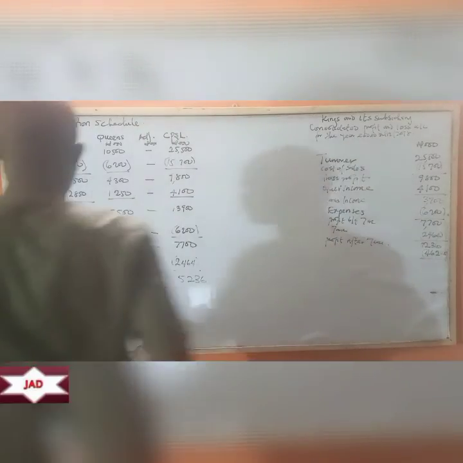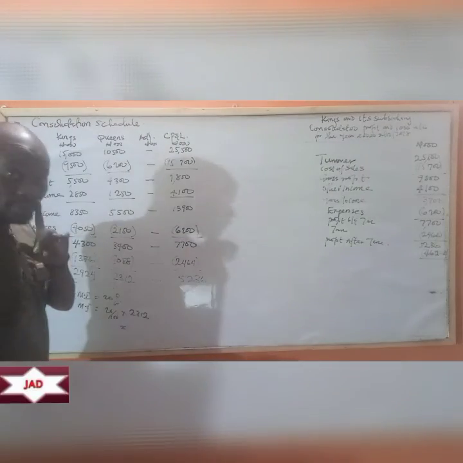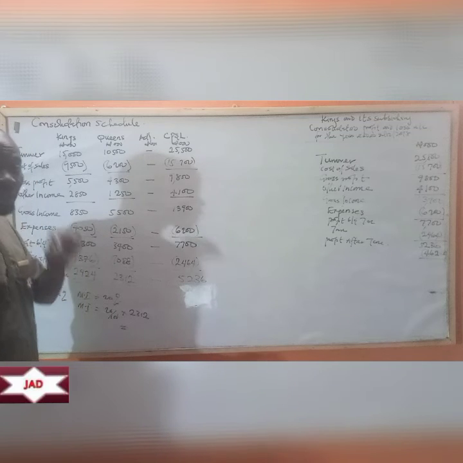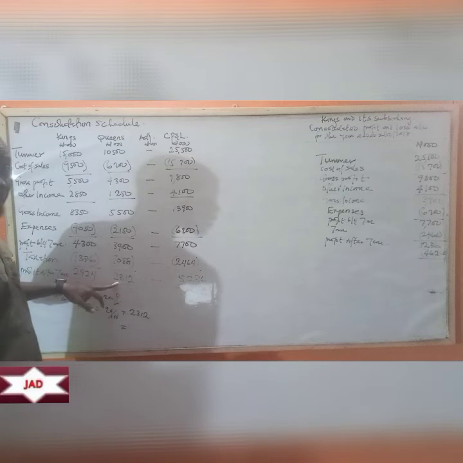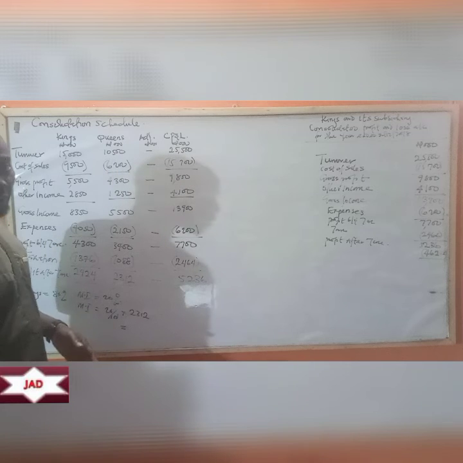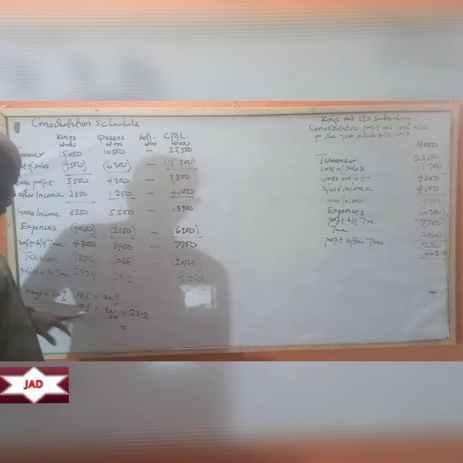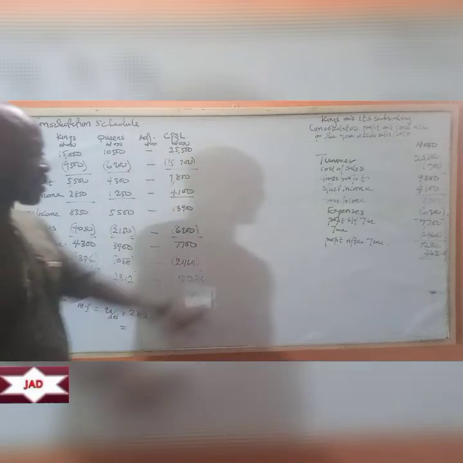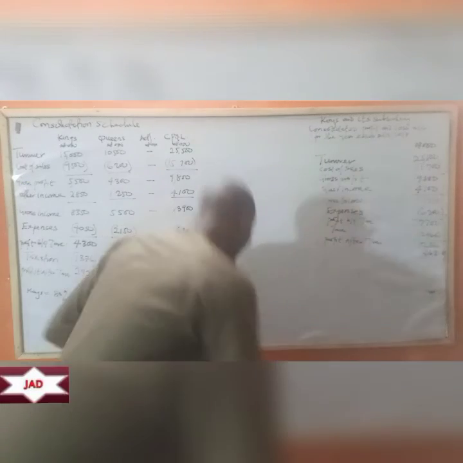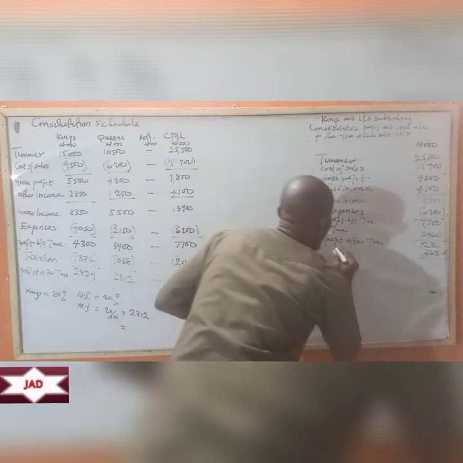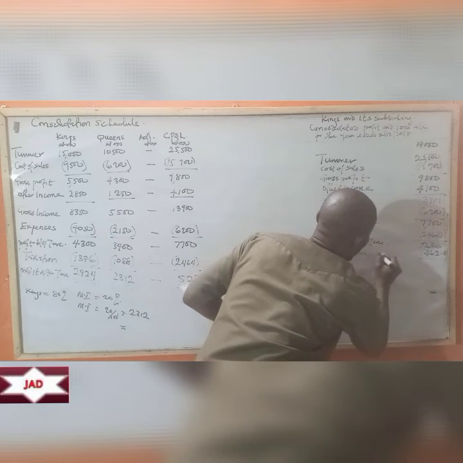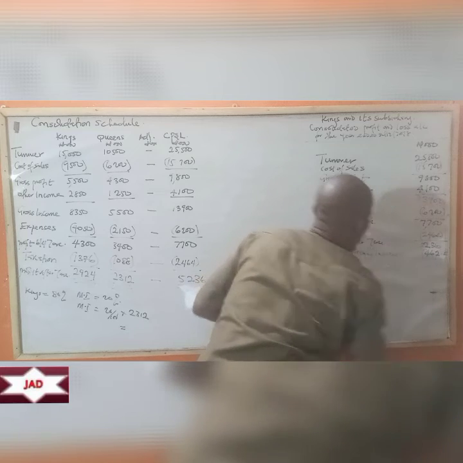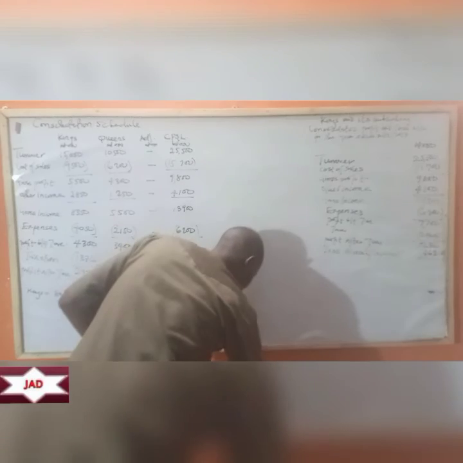Again, let me explain that. Kings acquired 80% in Queens. So that means 20% is for minority interest. This profit after tax here, which is available for distribution, belongs to both the holding company and the minority interest. So we're taking out that of the minority interest. How are we doing that now? So we'll say less minority interest. That's the 462.4.